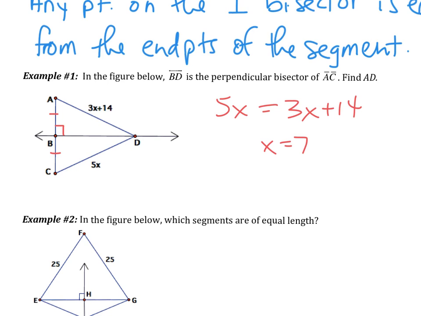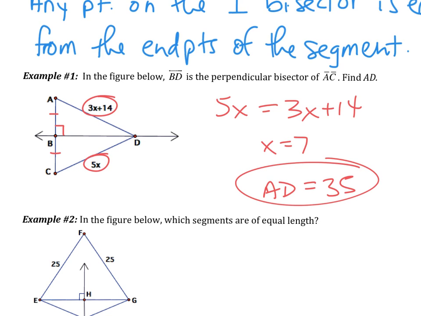I heard 7. It is 7, I agree. Did we answer the question? No. Okay, do you want me to answer? 35. I got a 35 over here. 35? That's accurate. 5 times 7 is accurate. 21 plus 14. Okay, so AD equals 35.